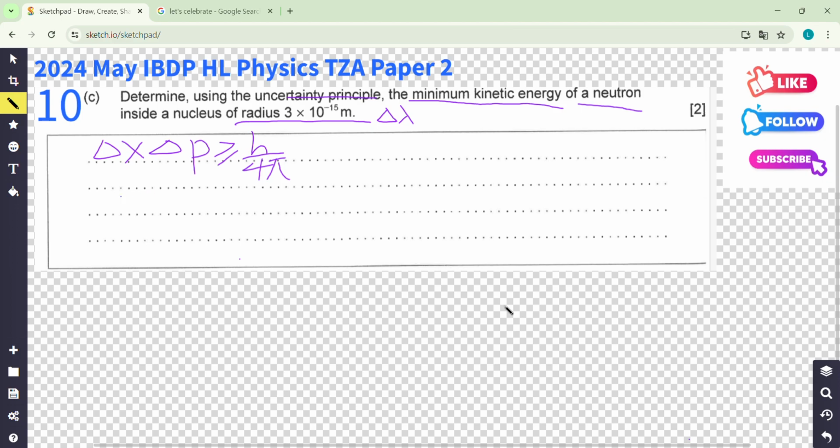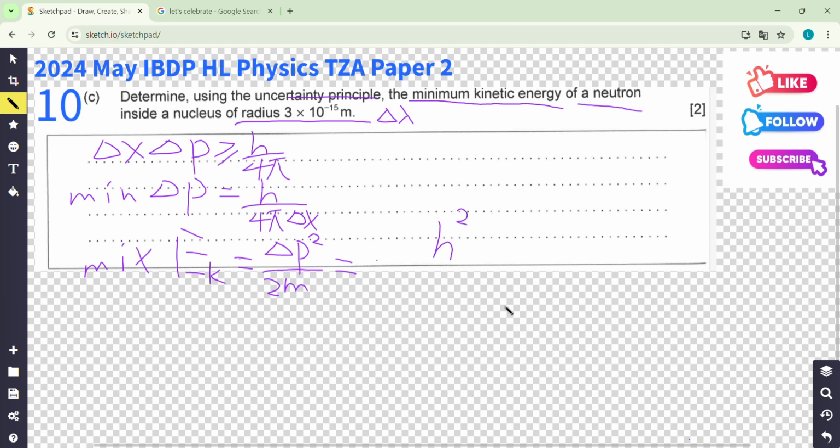So we have minimum delta p equals h over 4 pi delta x. Okay, and then the minimum kinetic energy. Remember, we use the equation p squared over 2m, and then substitute this inside. We get h squared over 32 pi squared m delta x squared.